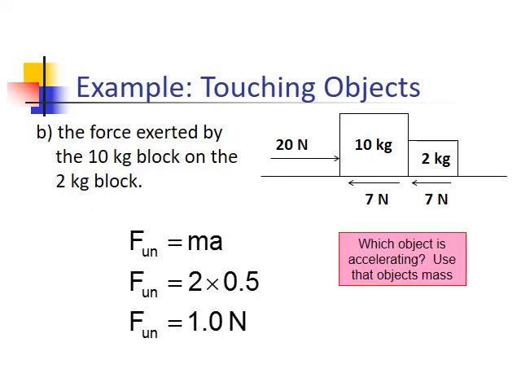The force exerted by the 10 kilogram block on the 2 kilogram block, well, we're looking at what is accelerating, and we're going to use that mass. So what's accelerating is the 2 kilogram block, and we said it's accelerating at half a meter per second squared from earlier. So that exerts a force of 1 newton on that.